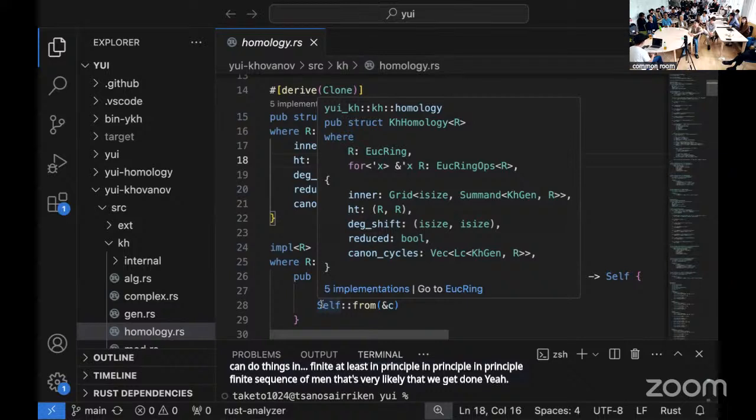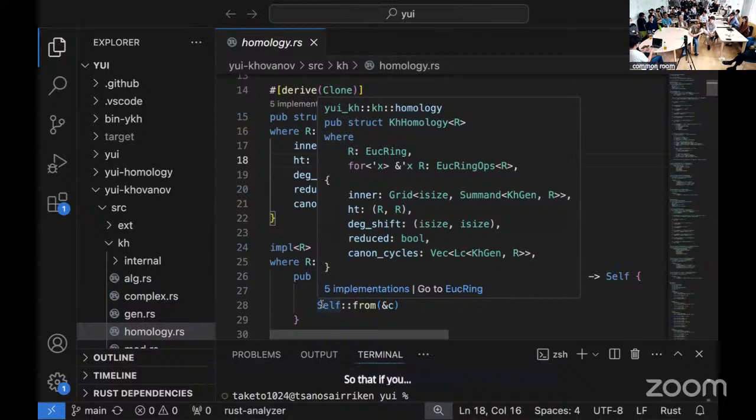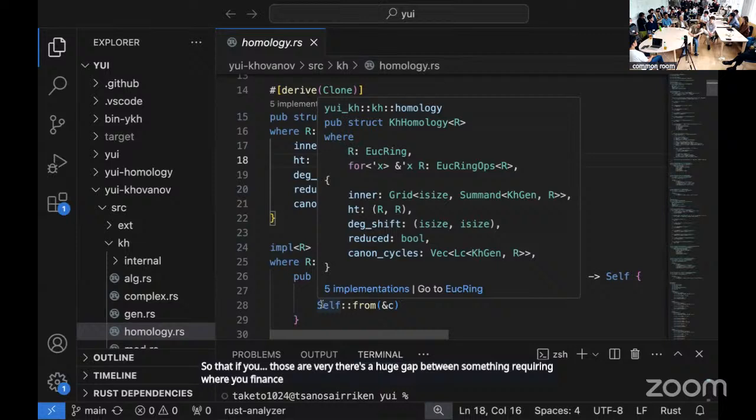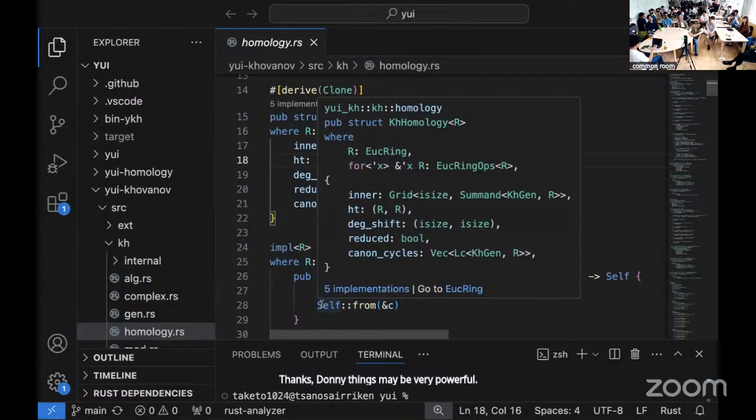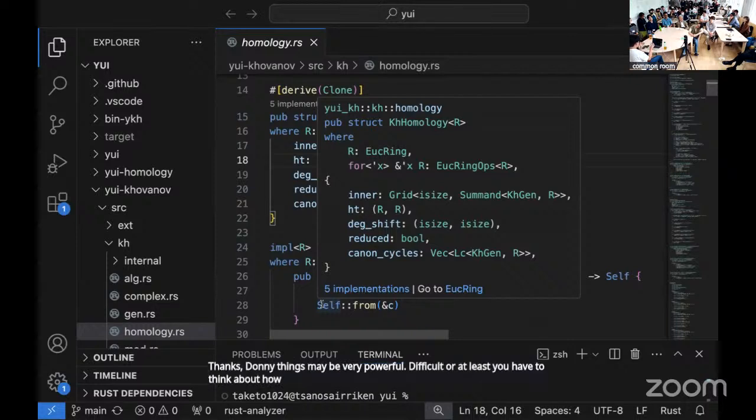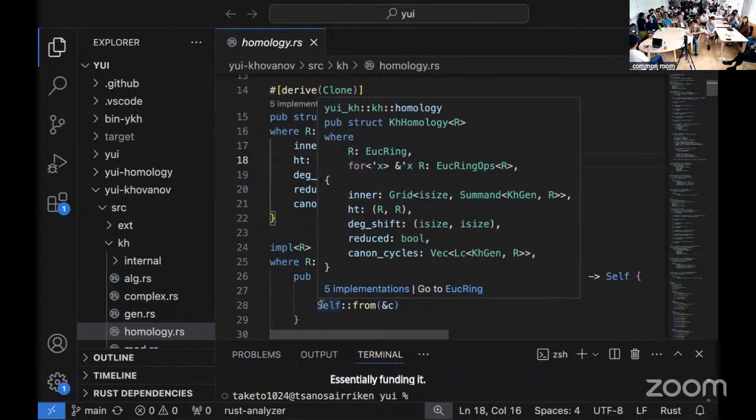It involves some kind of transcendental operations, or maybe, for example, real numbers are transcendental. So there's a huge gap between. I see something requiring infinite. Yes. Uncountably infinite things may be very difficult, or at least you have to think about how you turn those things into essentially finite. I think that's the huge difference between computer programs and what we handle.